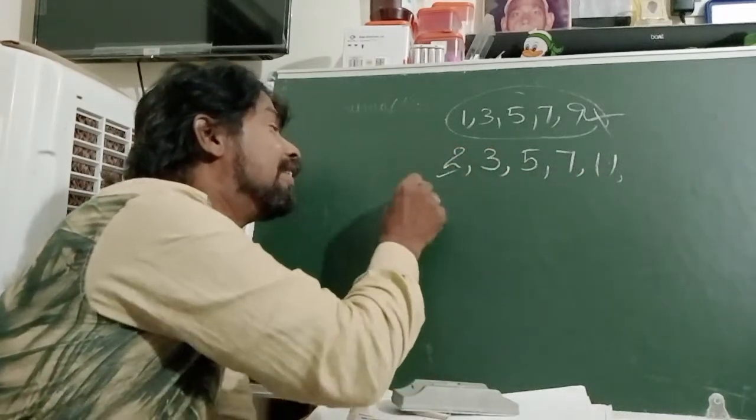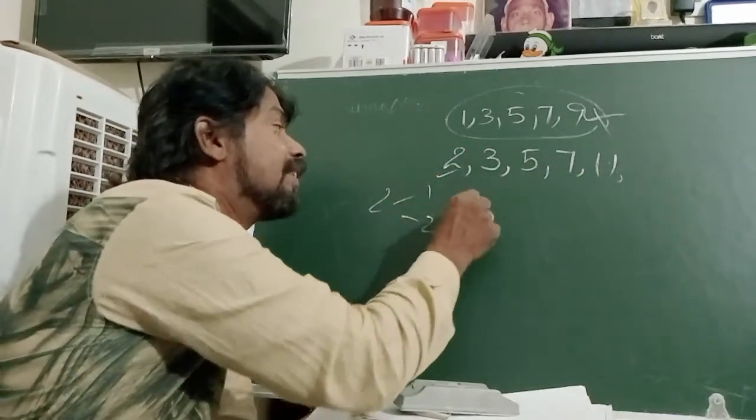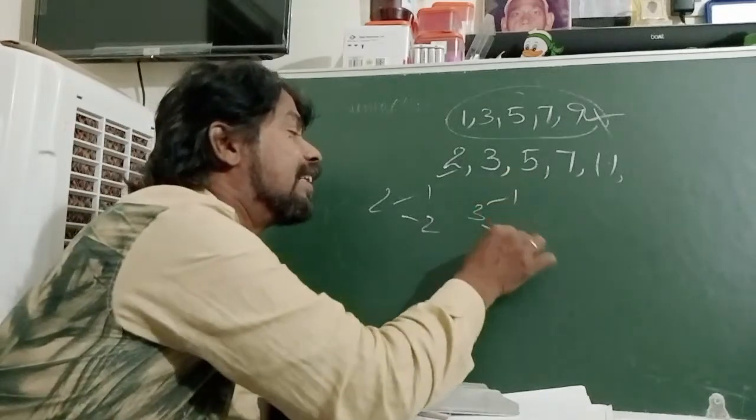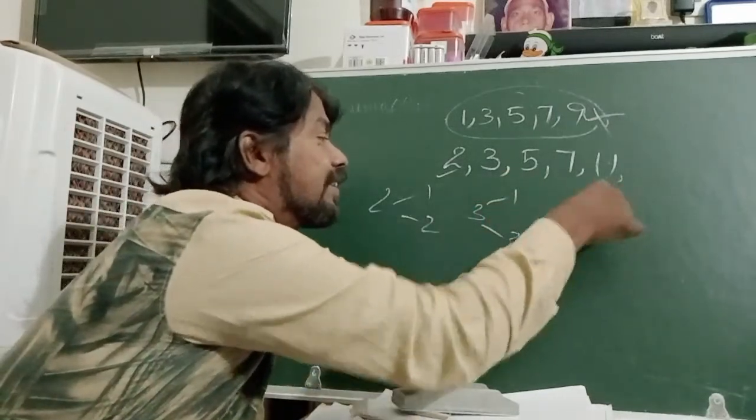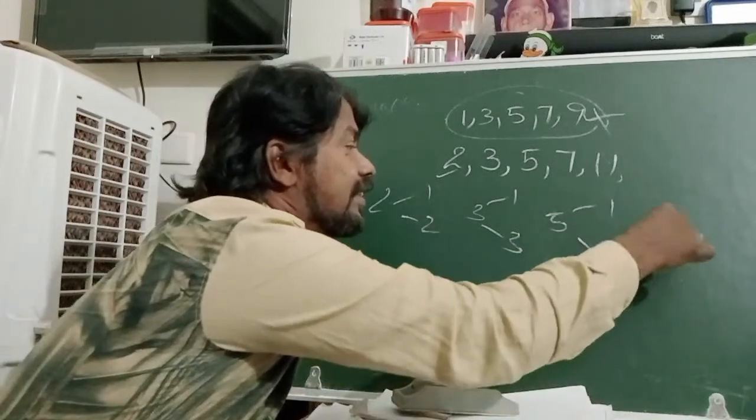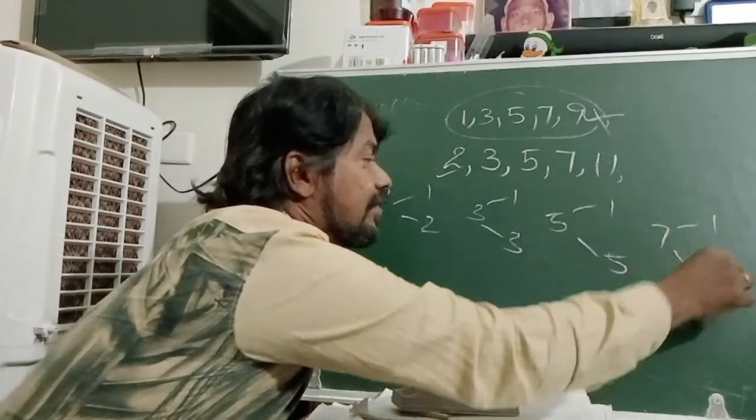So 2 has only factors 1 and 2. 3 has only factors 1 and 3. 5 has only factors 1 and 5. 7 also has factors 1 and 7.